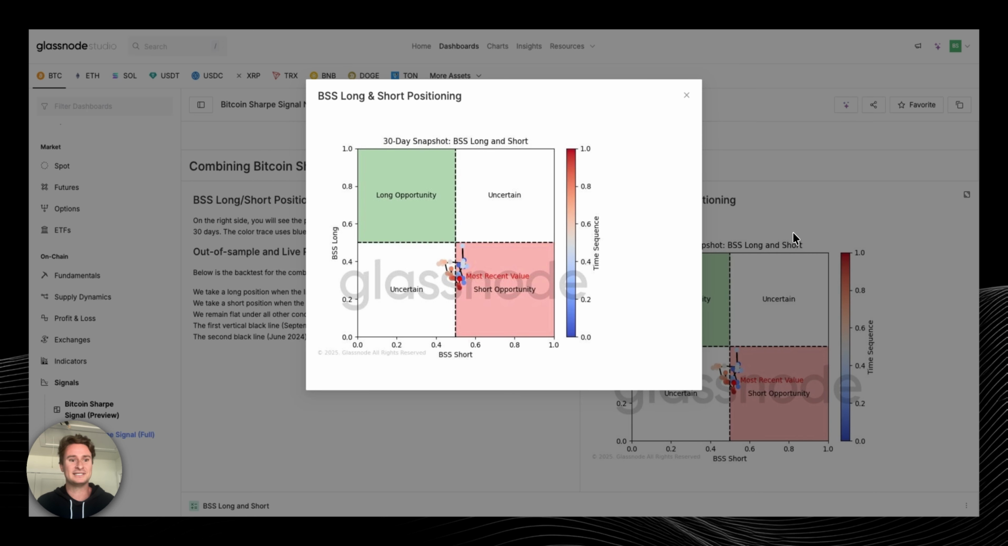So first off, what is the goal of this signal? It's to minimize downside while catching upside and to give you a direction in the market. It will decide whether to go long, short, or neutral in the market. And it functions as an example of how teams can use our data to build machine learning models and how relevant on-chain data is for your strategy.